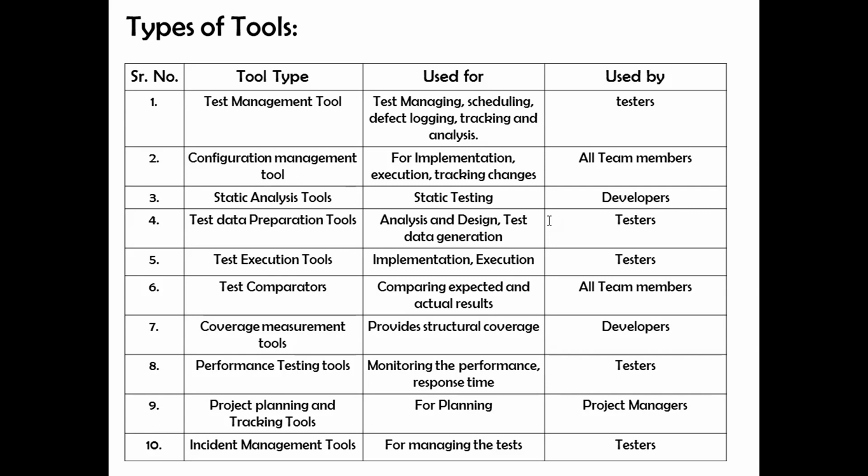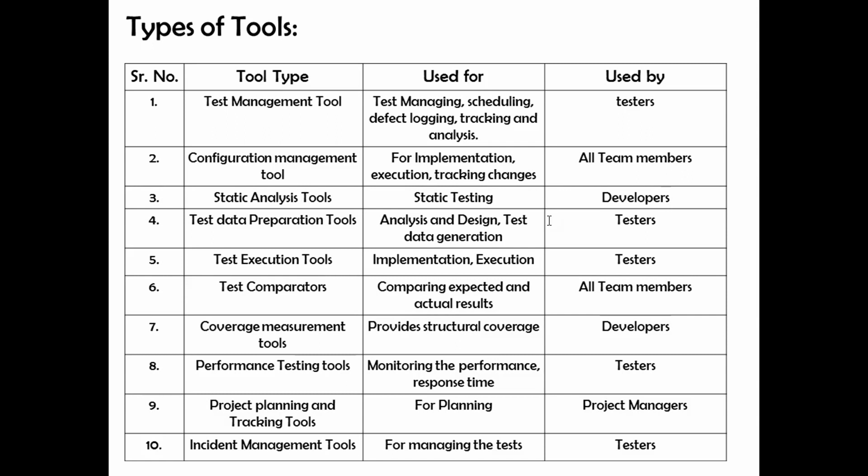Fifth one is test execution tools. It is used for implementation and execution. Testers will use this tool. Sixth one is test comparators. This is used for comparing the expected and actual results. All team members can use this kind of tool. Seventh is the coverage measurement tool. It provides the structural coverage. It is used by the developers. What is structural coverage? It means what structures you have covered in your software. Eighth one is the performance testing tool. It is used for monitoring the performance and the response time. It is used by the testers.